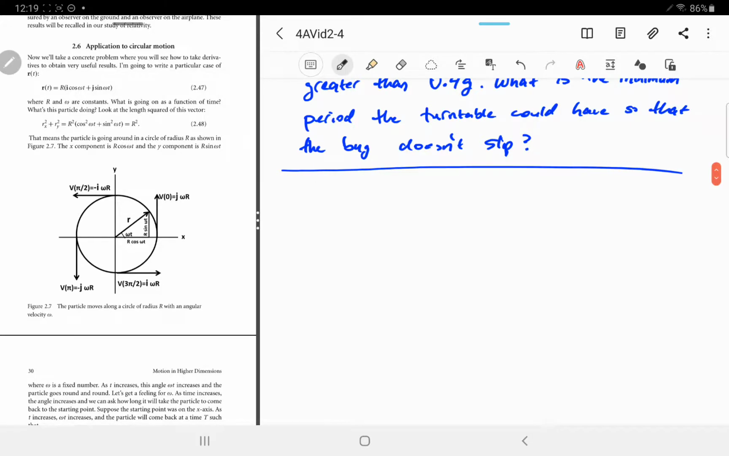So the uniform means uniform speed, uniform circular motion. So this means constant speed. Whatever's moving around in a circle, it's going at constant speed.